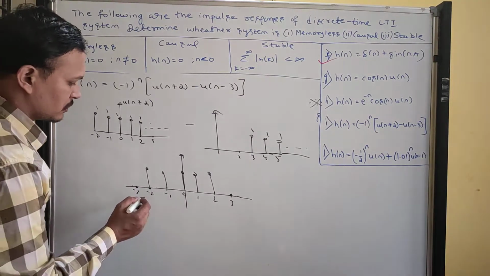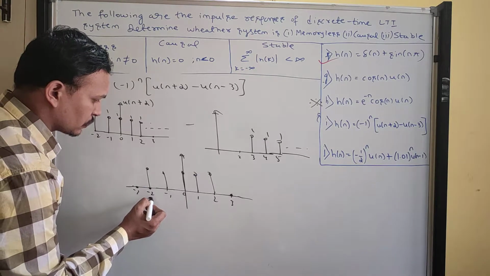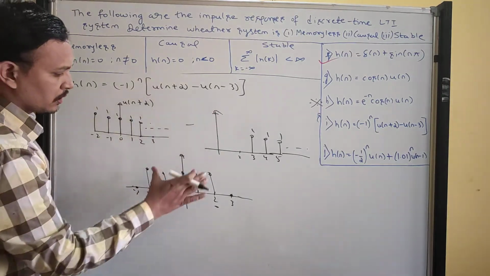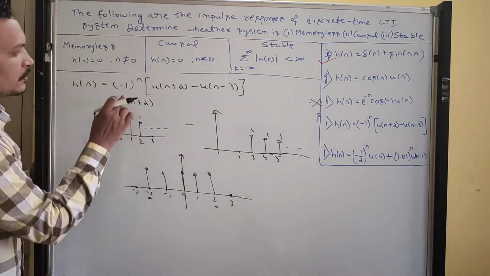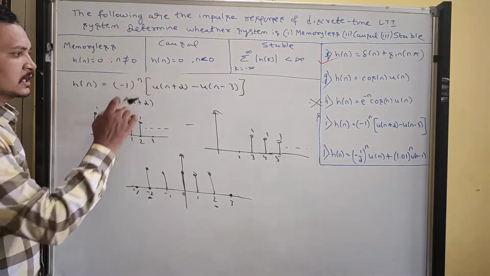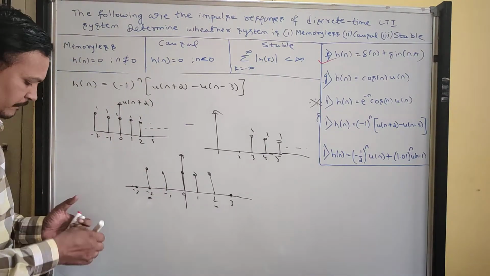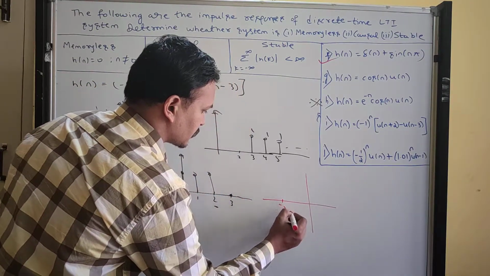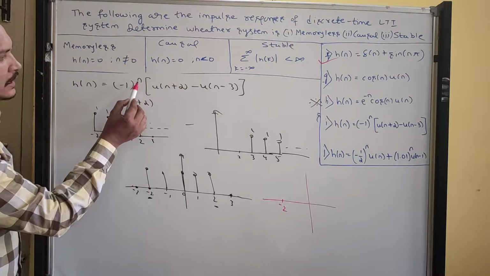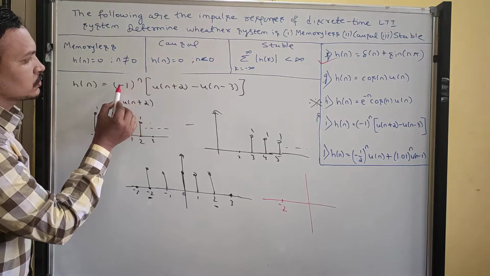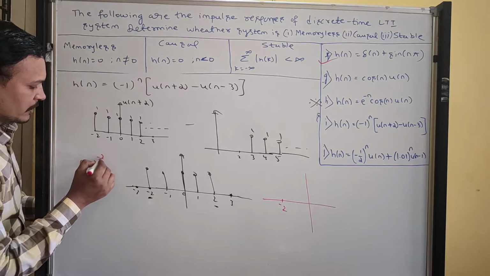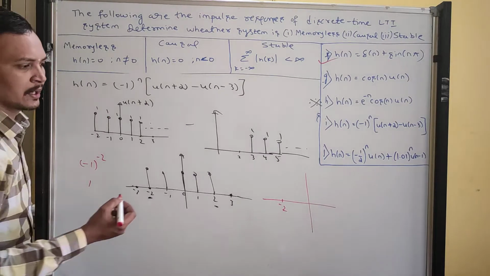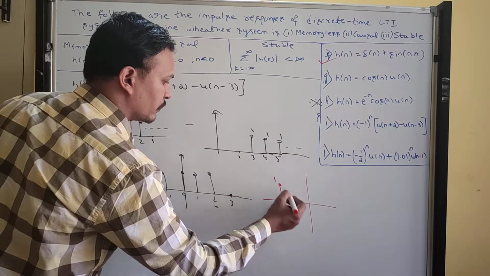Therefore, the range varies from -2 to +2. I sketched only this part. Now this waveform gets multiplied with (-1)^n. Put n = -2: (-1) to the power of an even number gives positive only, so 1. So at -2 we got height 1.